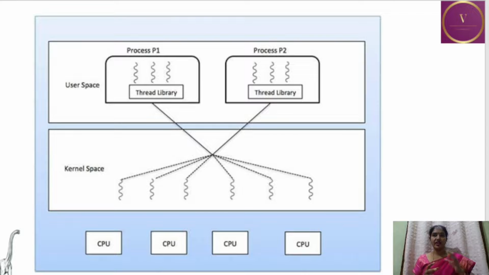This is the diagram wherein a user space has two processes, each process has 3 threads, and each thread is getting mapped to the kernel level threads. That is, 6 threads in the user level are getting mapped to 6 kernel level threads. Okay, this is what is many-to-many model.